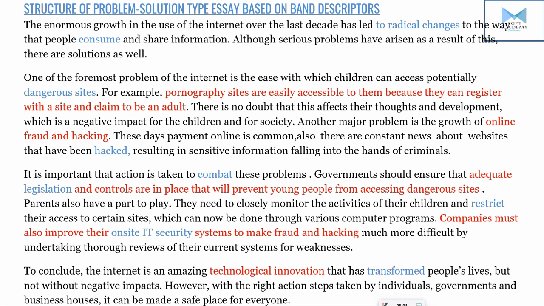Structure of a problem solution type essay based on band descriptors. So let's understand this essay. The enormous growth in the use of internet over the last decade has led to radical changes to the way that people consume and share information. Now, this first statement of the introduction paragraph is the paraphrase part, that is, paraphrasing of the topic of the question. So that means the statement has been written in your own words. There are two words that have been colored blue: radical changes and consume.